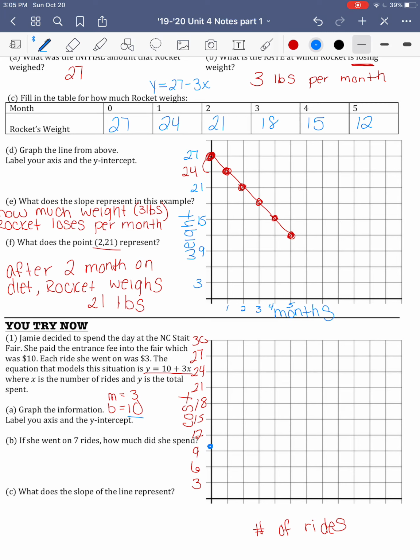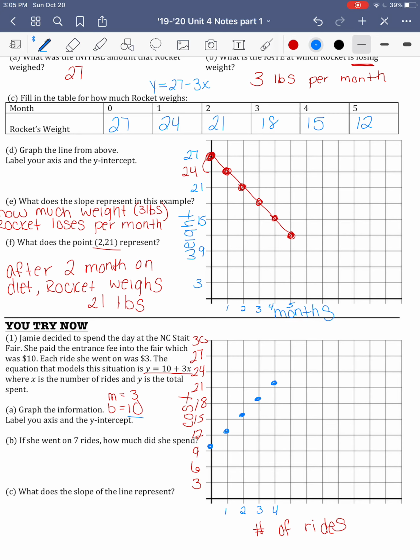Now I'm going to go up 3 and over 1. So from 10, up plus 3 is 13 per 1 ride. Oh, and I just realized I didn't label this. 1, 2, 3, 4. Okay. So then I'll go up from there. So after 2 rides, okay, that'll put me at 16. After 3 rides, that'll put me at 19. And then after 4 rides, let's see, that'll put me at 22. Kind of just estimating where I'm putting those points. Now your graph might look different than mine just because you chose to go up by different numbers.